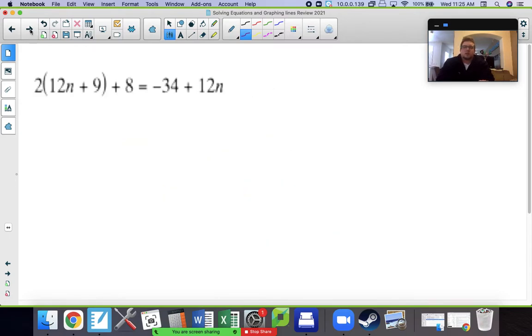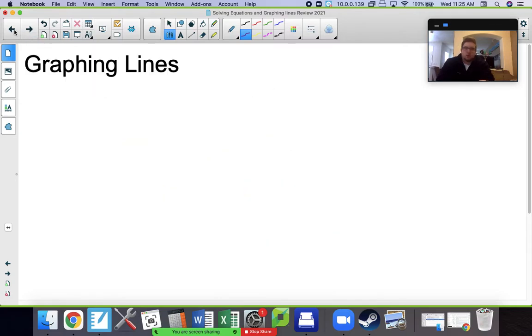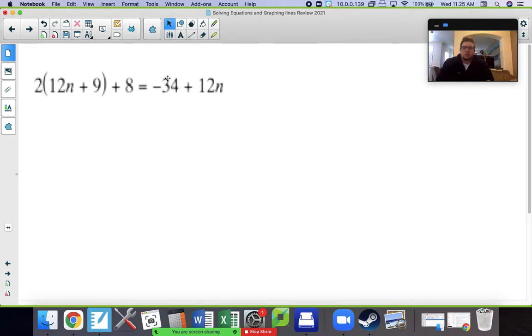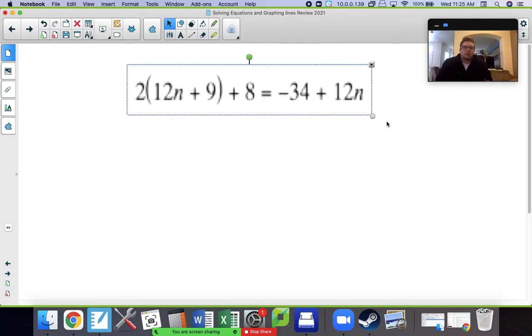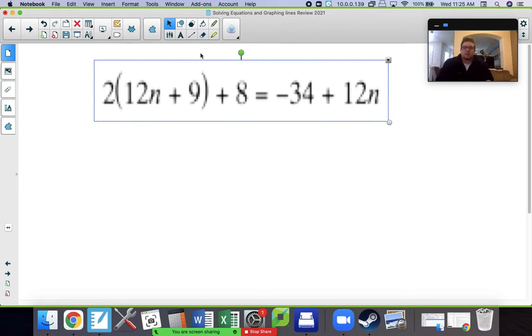We also covered graphing lines. Oh, actually, I've got to go with this one. What happens if we have a variable on both sides? Apologize about that.